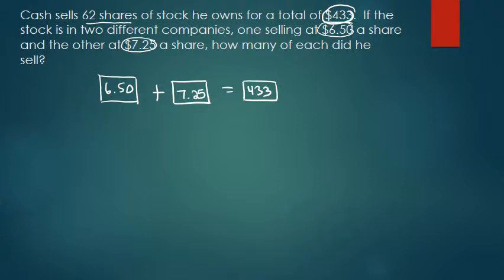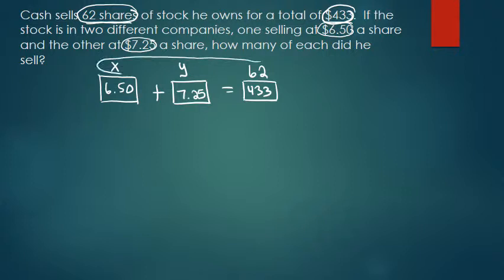Now, how many of the $6.50 shares did I purchase? So I'm going to label that as X. And then, how many of the $7.25 shares did I purchase? That's Y. Now the total number of shares purchased was 62, so that goes above the box. And again, this is going to allow us to find two equations that we can use to solve.